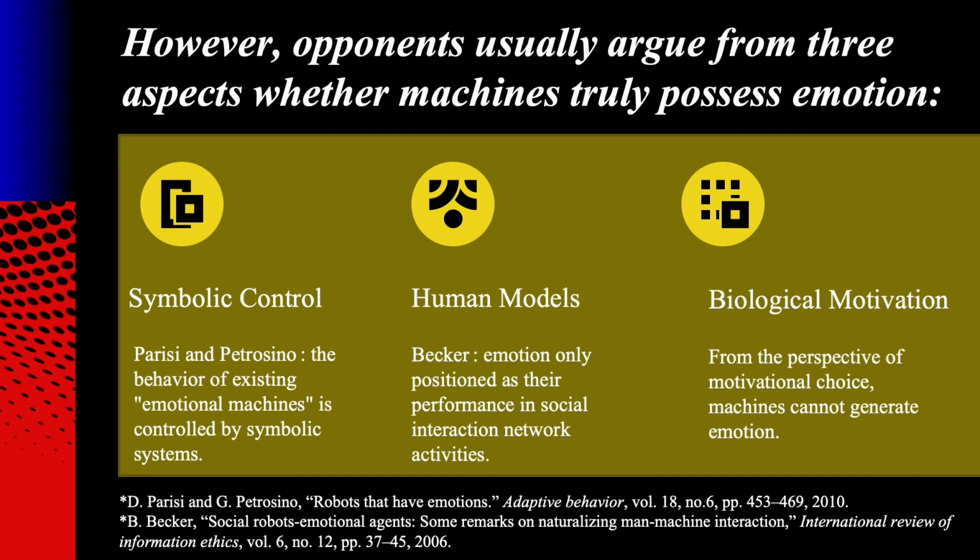However, opponents usually argue in 3 ways whether machines truly possess emotion. First, emotional machines are controlled by a symbolic rule-based system. Second, AI is based on human emotion models. It is also constrained by them. Third, from the perspective of motivational choice, machines cannot generate emotion.